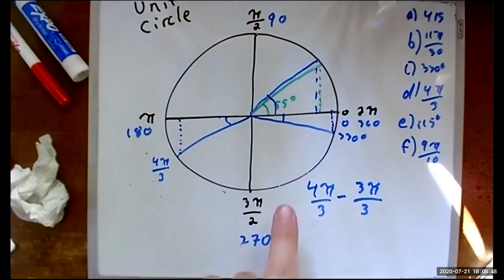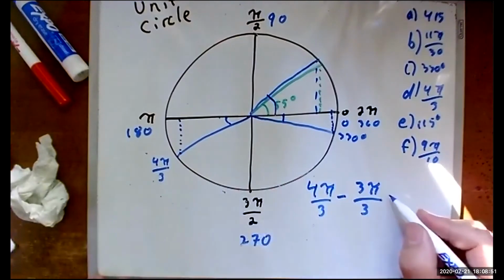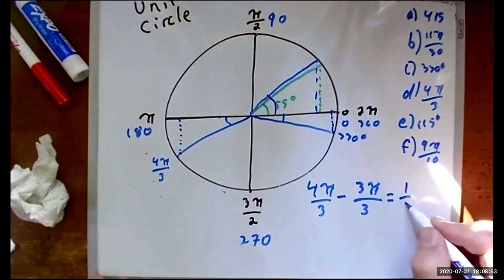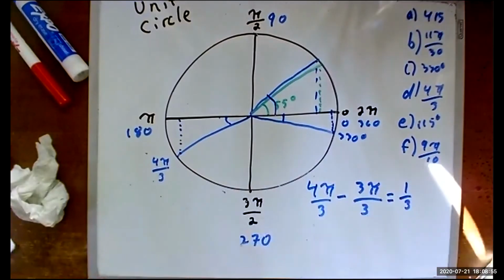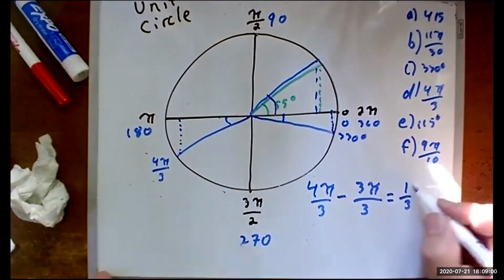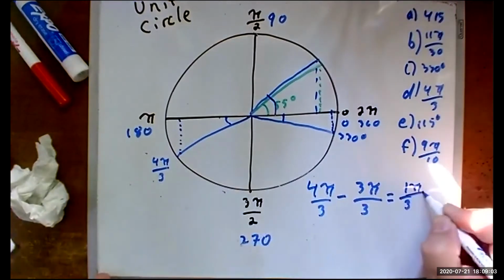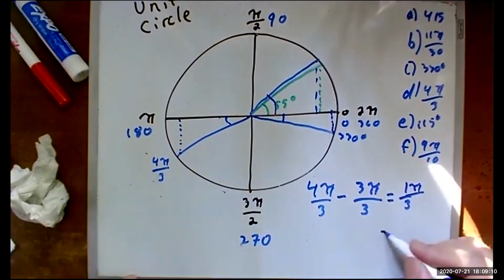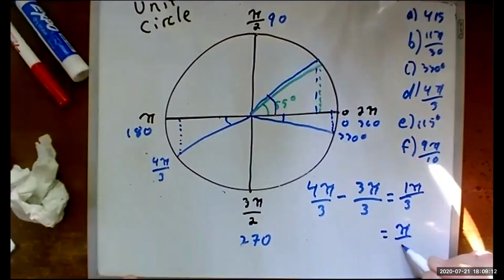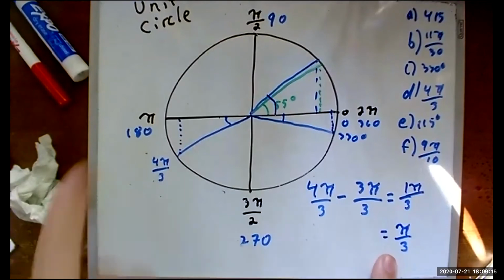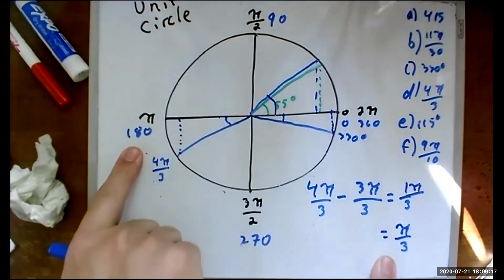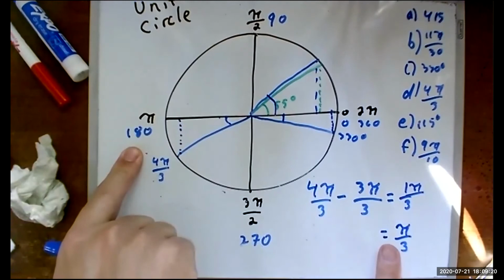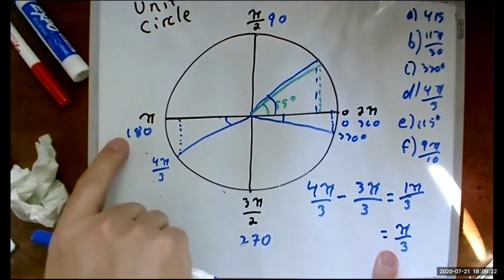Well, pi could also be written as 3 pi over 3 because anything over itself is just equal to 1. So when I take a look at this, I'm going to go 4 pi over 3 minus 3 pi over 3. That should just leave me with 1 pi over 3. The pi's don't cancel. I have 1 pi over 3, which is also to say just simply pi over 3.